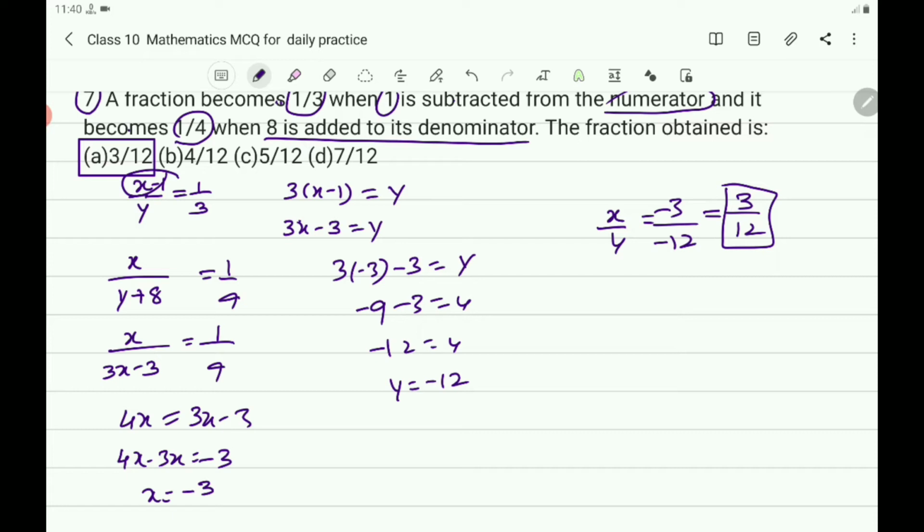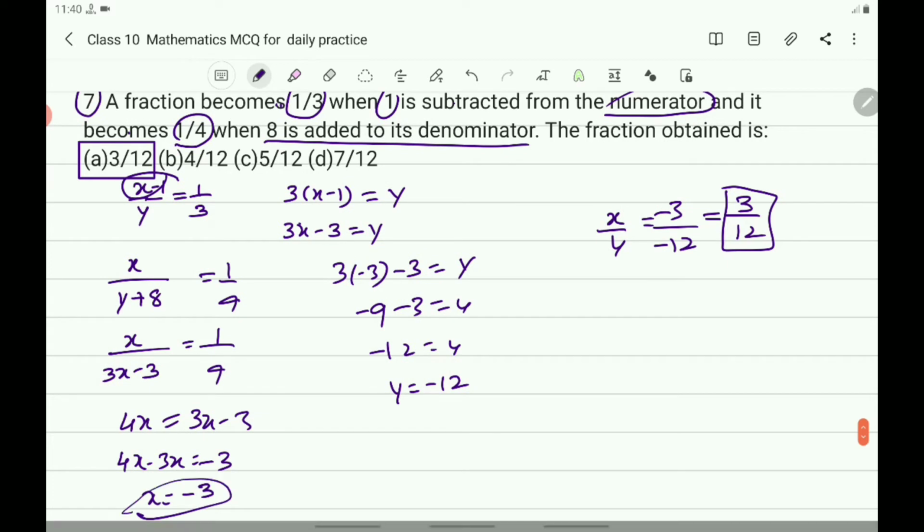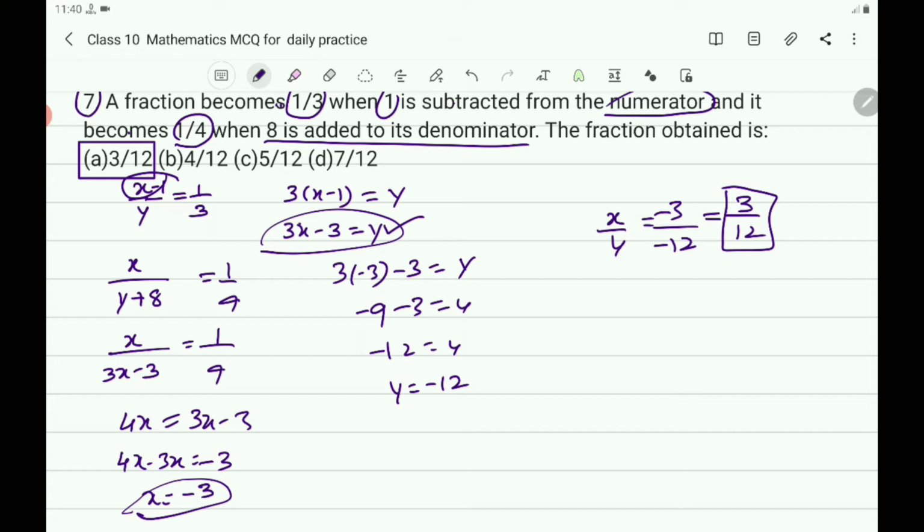Here, first what have we taken? We have taken the fraction is x by y. If 1 is subtracted, x minus 1 by y becomes 1 by 3. Here you got the relation, this one. And now you take the second relation, x by y plus 8, when 8 is added to the denominator. In the place of y, here you substitute 3x minus 3, and you will get the value of x. And you substitute the value of x in this relation to get the value of y.